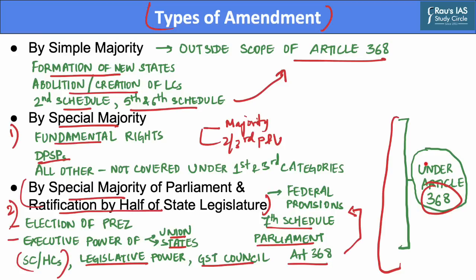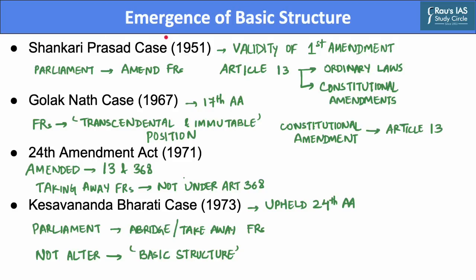Now, let us look at the emergence of the doctrine of basic structure. The extent of Parliament's power to amend the Constitution was the backdrop of a tussle between the executive and the judiciary in the first two decades of the Republic. In its judgments in the first set of cases, the Supreme Court viewed the power to amend the Constitution as unlimited, but this view changed subsequently.